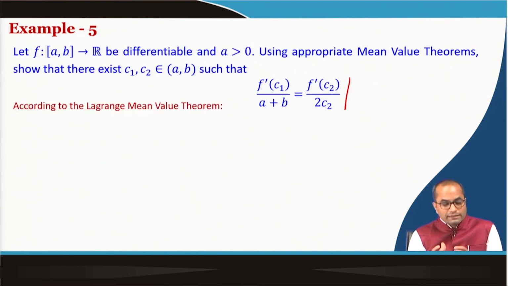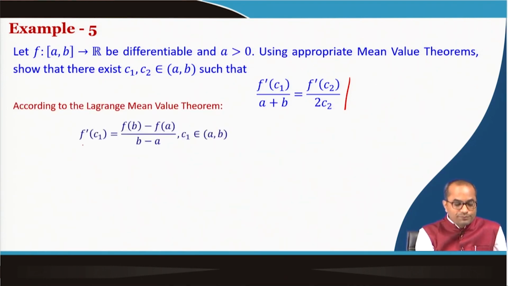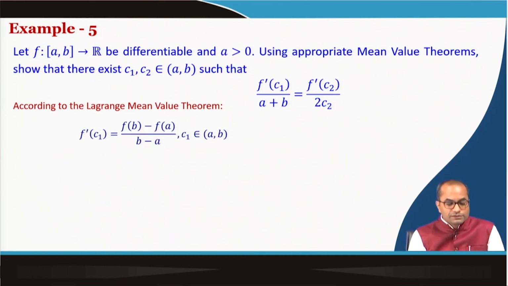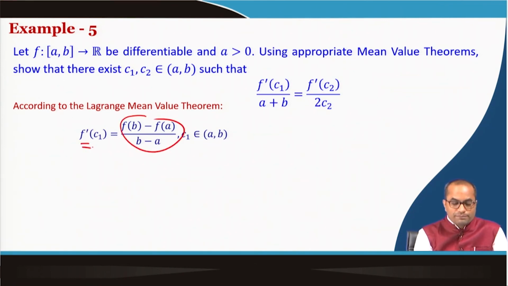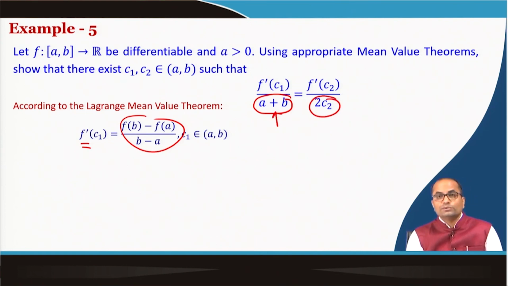First, let us apply the Lagrange mean value theorem in the interval a to b and see what we get. So, f prime C1 is equal to f b minus f a over b minus a, and this C1 will belong to (a, b). This is the direct application of the Lagrange mean value theorem, which says that this quotient is equal to f prime C1. But in the conclusion of this example, we want to see a plus b here and 2 times C2.